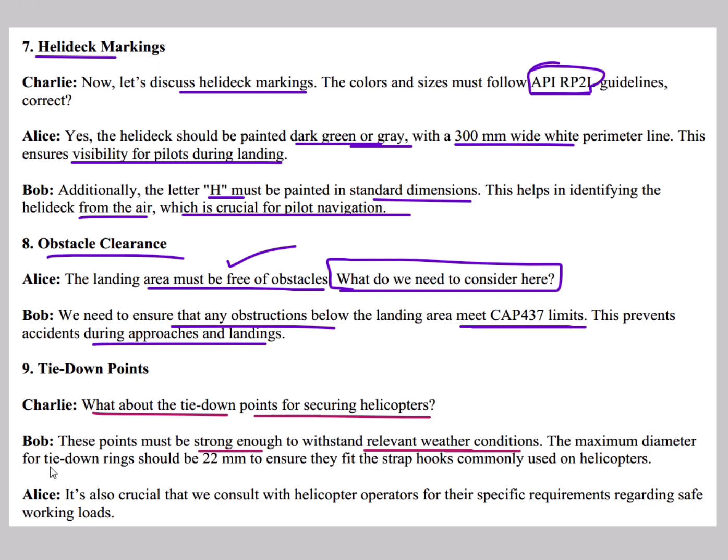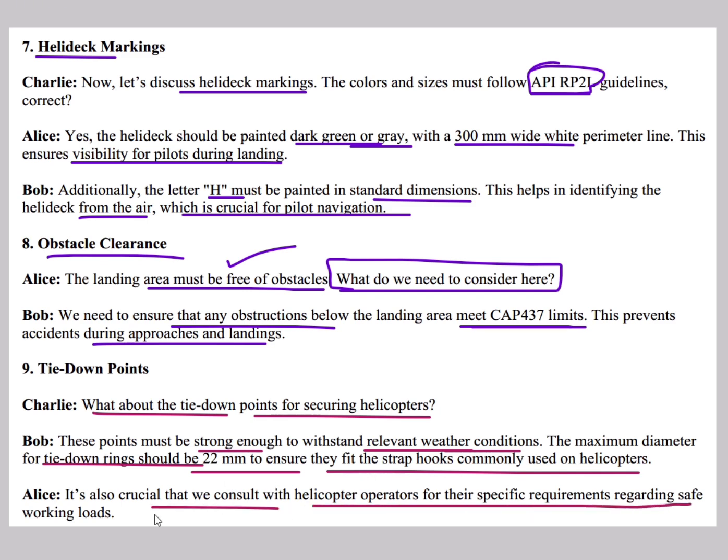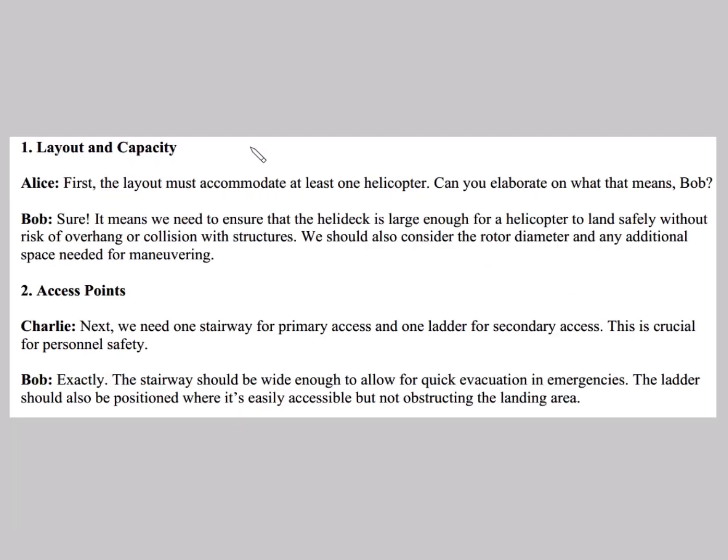The maximum diameter for a tie-down ring should be 22 mm. Ensure they fit the strap hooks commonly used on helicopters. It's also crucial that we consult the helicopter operators for the specific requirements regarding safe working limits. We need to look at the layout and capacity also. The layout must accommodate at least one helicopter. So when you see the layout, it should at least accommodate one helicopter.